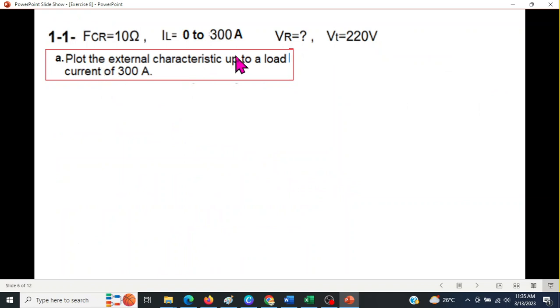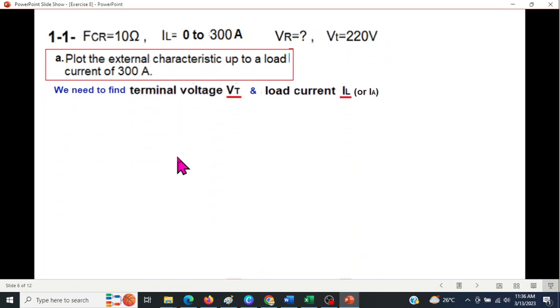The first one is to plot, and these are the values that are given. FCR is 10. The current will be varied, or the data that this plot will obtain, for the current from 0 to 300 ampere, because that's the maximum current. We have to calculate the voltage regulation VR also, and the terminal voltage is given as 220 volt. We need to find the terminal voltage Vt and the load current IL for this external characteristics plot.